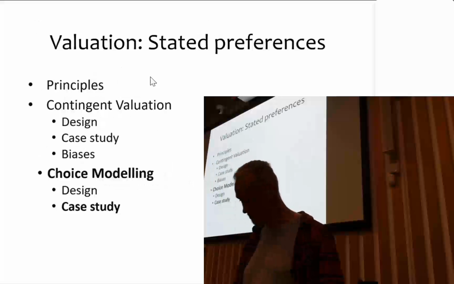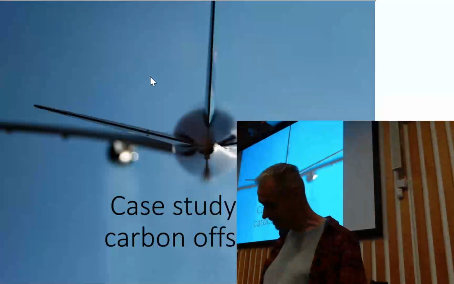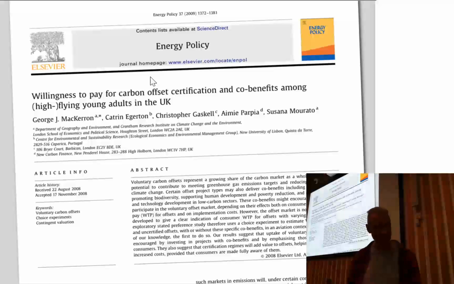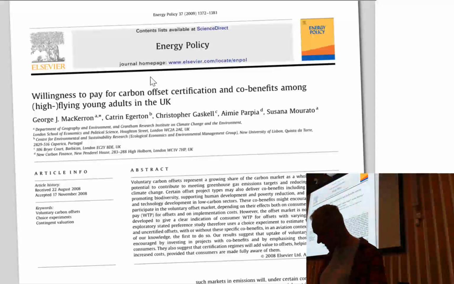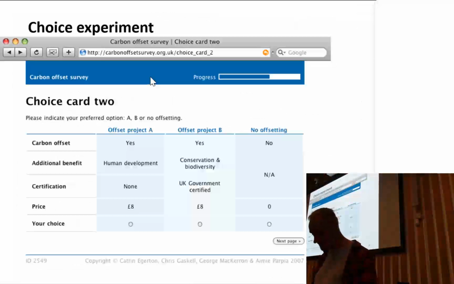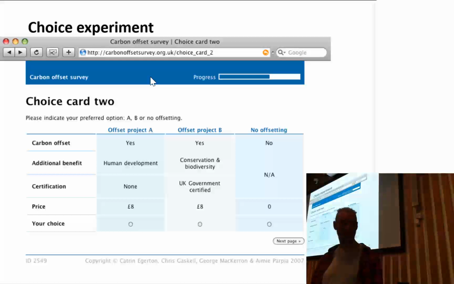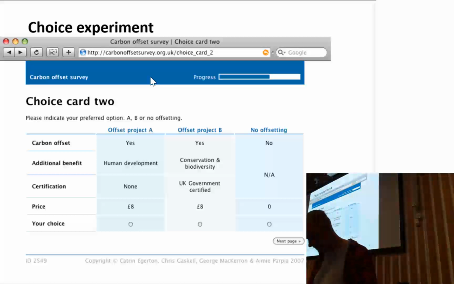Seven minutes left, so let's go quickly through this case study. It's about carbon offsets. This was a study published 15 years ago now by the guy who used to teach this, George. And essentially it was about, are you willing to pay for an offset for the CO2 emissions that you get when flying?